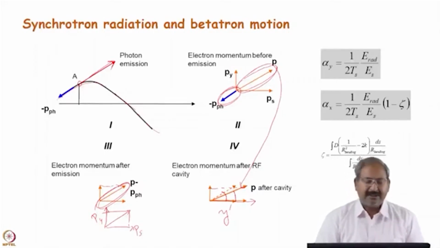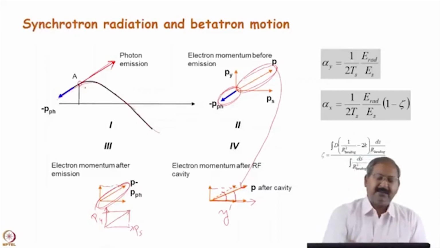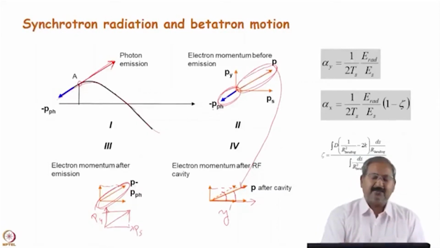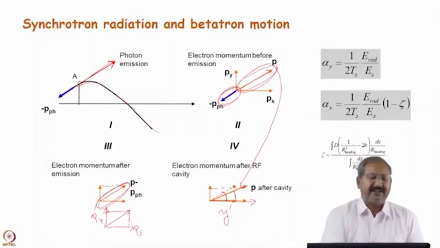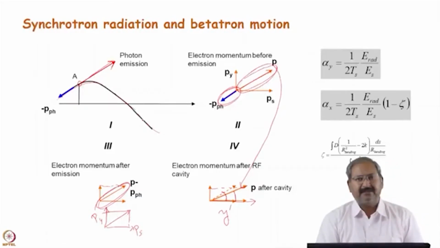In the horizontal plane, momentum changes by photon emission, and the emission takes place inside the dipole magnet where the dispersion is non-zero. So the picture becomes a bit more complicated than the vertical plane. So for clarity, I draw here the vertical plane rather than the horizontal plane. In the case of the horizontal plane, we have to take care of the dispersion also.